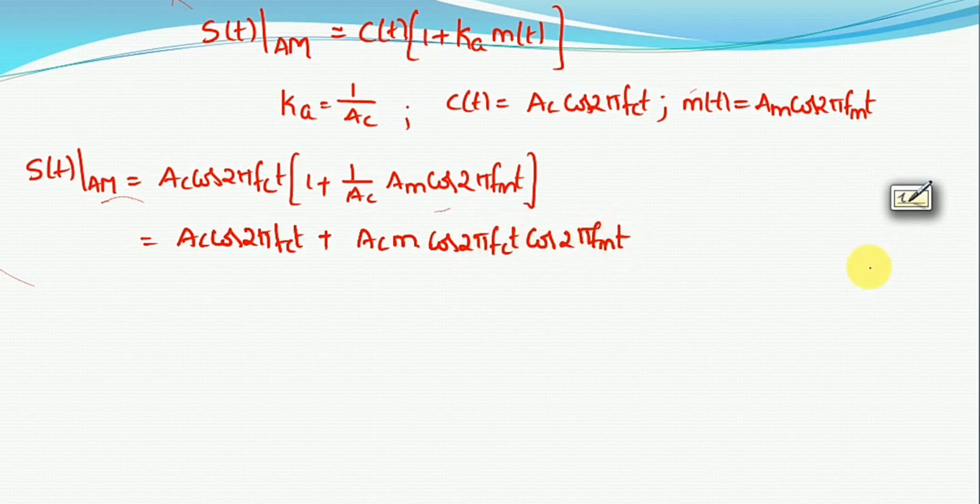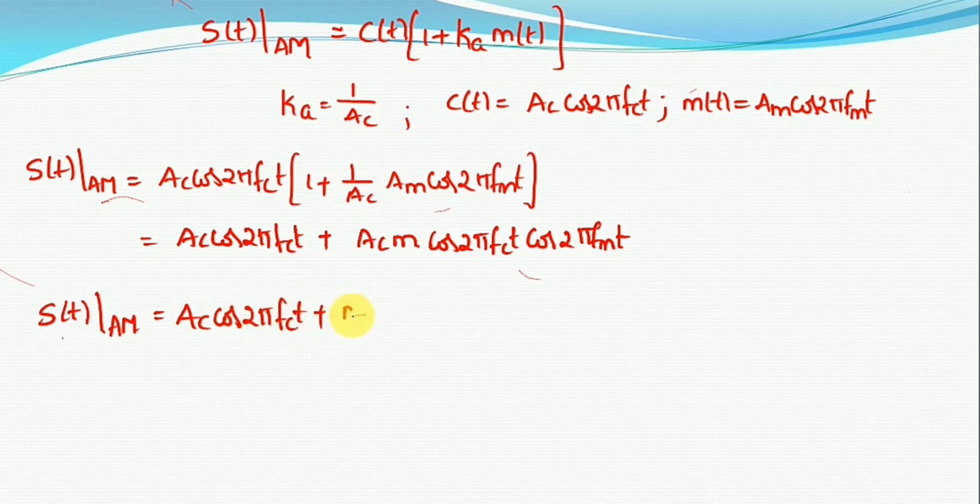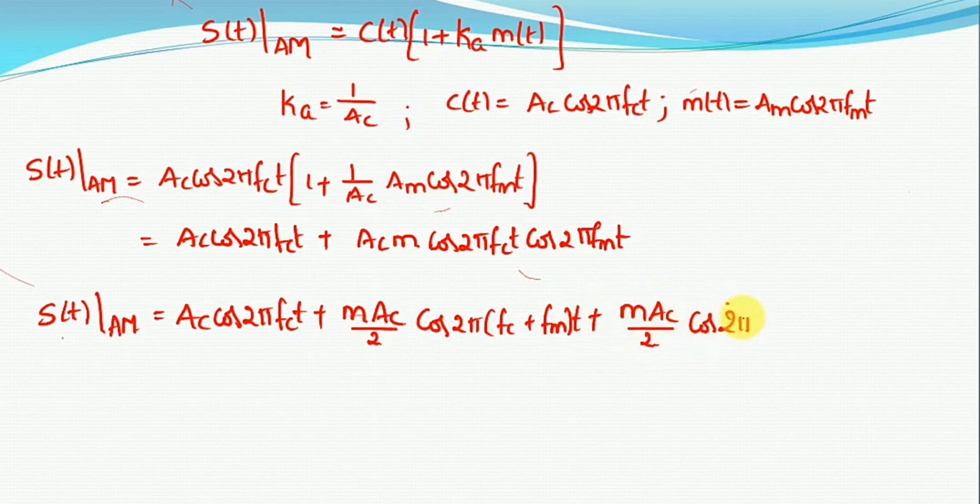Now we use the trigonometry relation. Here cos A cos B I can write as 1 by 2 into cos of A plus B plus cos of A minus B. So finally the expression of s of t for an AM signal is Ac cos 2 pi fc t plus m Ac by 2 into cos of 2 pi of fc plus fm into t plus m Ac by 2 into cos of 2 pi of fc minus fm into t.